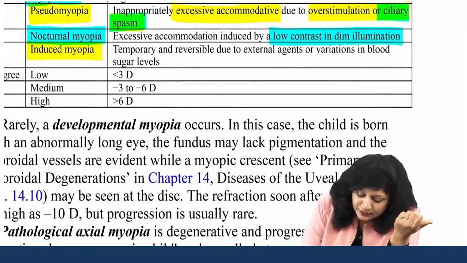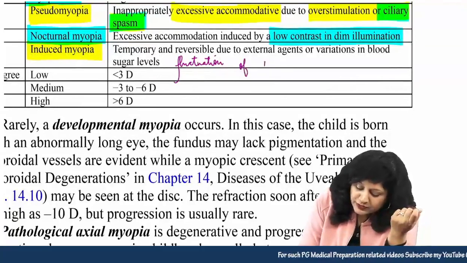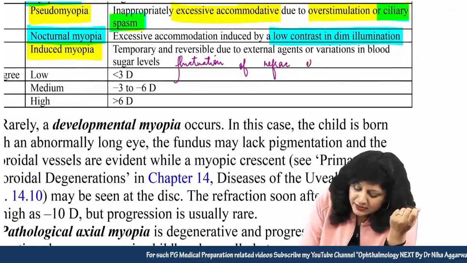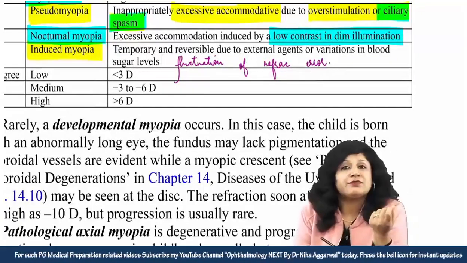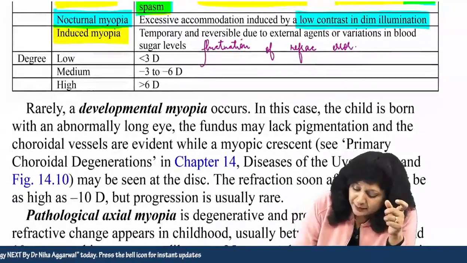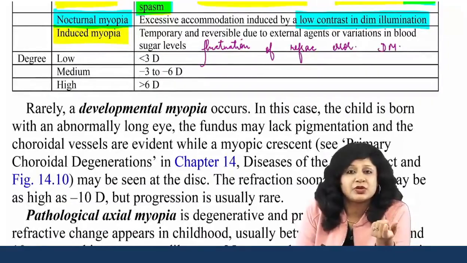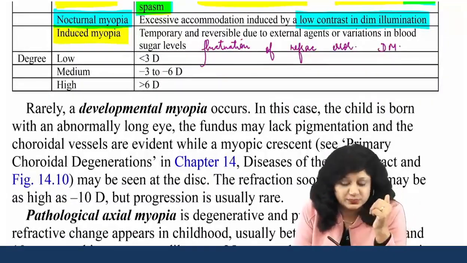So if you remember, there is a fluctuation of the refractive error that we get in cases of diabetic cataract or diabetes mellitus. This is due to the changes in the blood sugar level. That is actually called induced myopia.